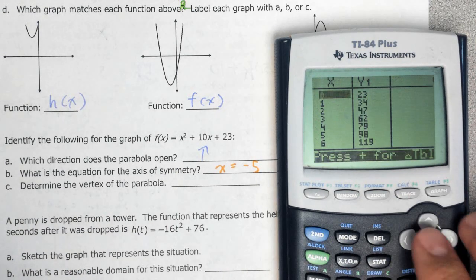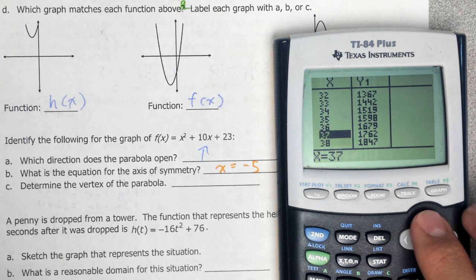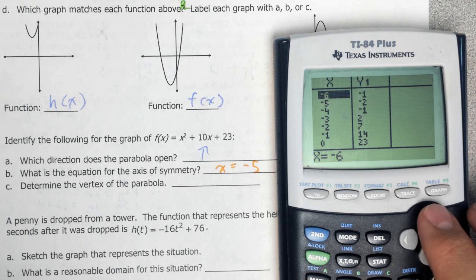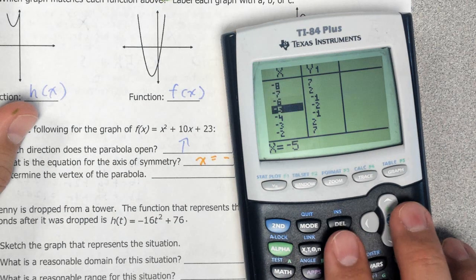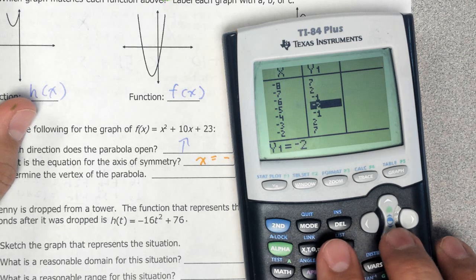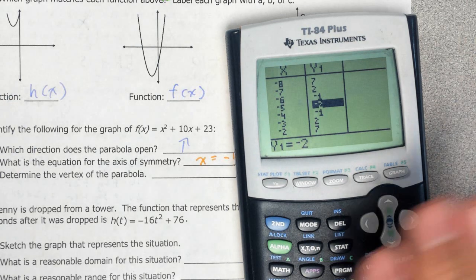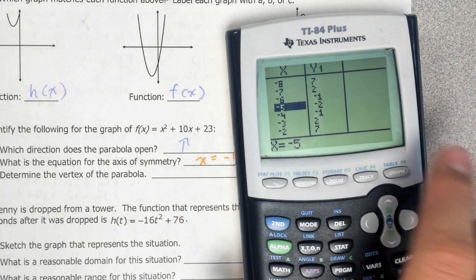If I look at the table, I want to find points that repeat. That looks like it is increasing more and more. Doesn't look like that's the direction I want to go. Oh, there we go. Do you see the repeatingness of this? Do you see how we have a negative 1, and here we have a 2 and a 2? And how right in the middle is one loner number. That's my vertex. My vertex is negative 5, negative 2.